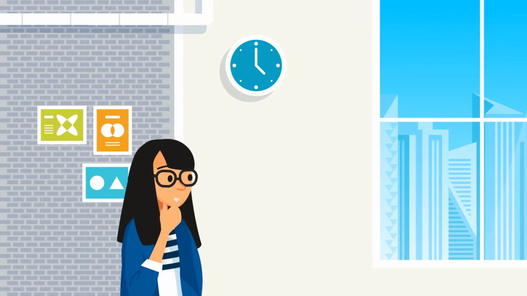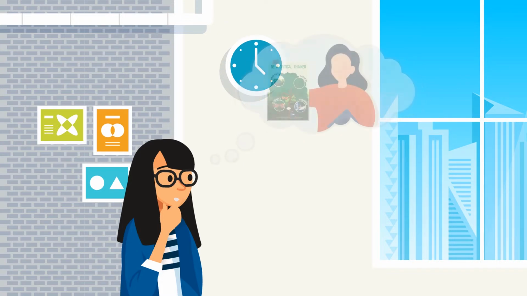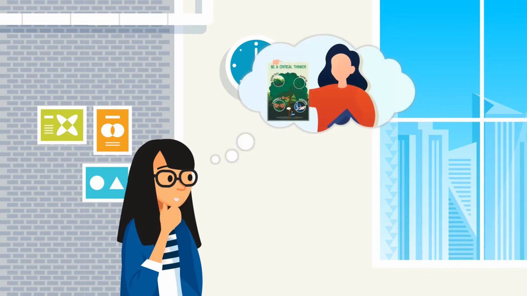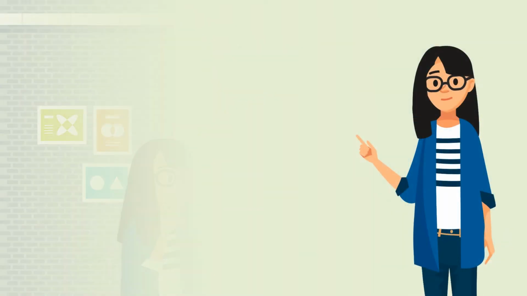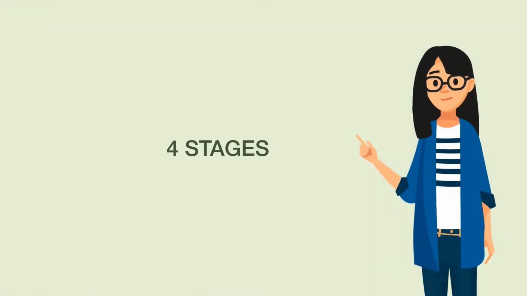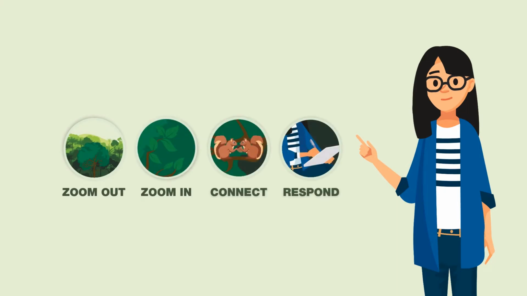When I first came to Monash College, I found studying here different and hard. But my teachers showed me how to become a critical thinker by studying in a more active and dynamic way. To achieve this, I use a framework to help me develop my critical thinking skills. In this framework, there are 4 stages: zoom out, zoom in, connect, and respond.